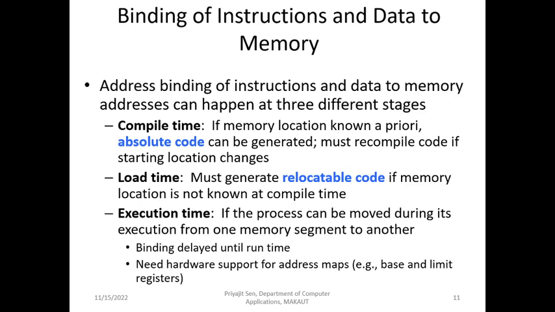Next one is the execution time, that is, if the process can be moved during its execution from one memory segment to another, then that is possible at execution time. We can move a particular process from one execution memory location to another execution memory location, that is, from one memory segment to another memory segment. So this is possible during the execution time.